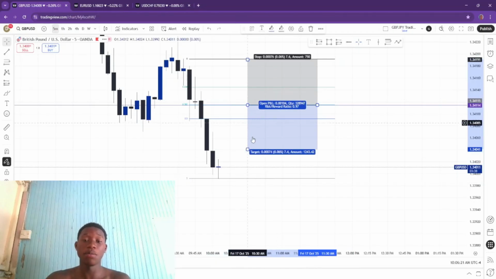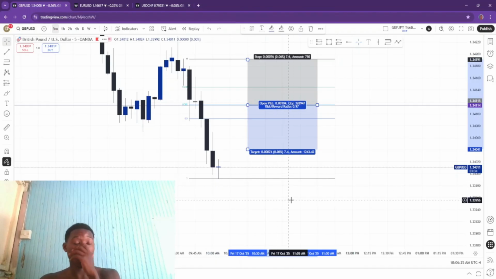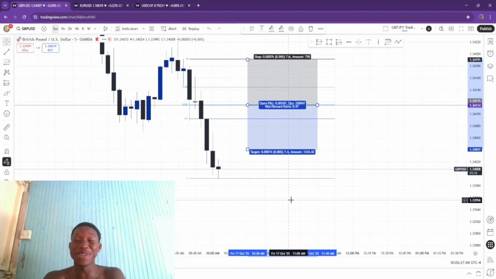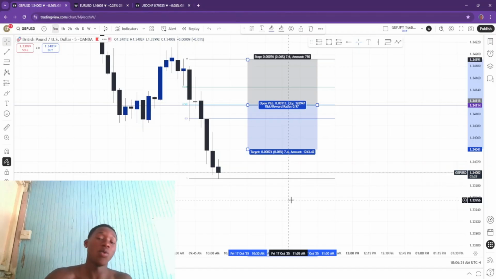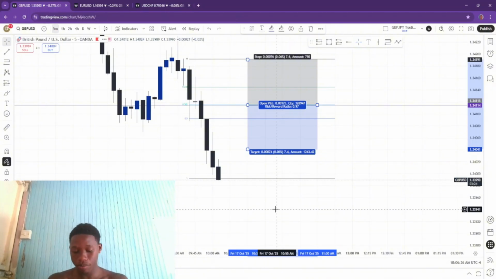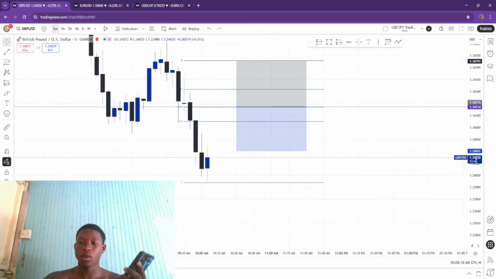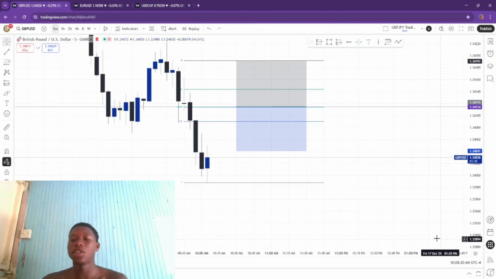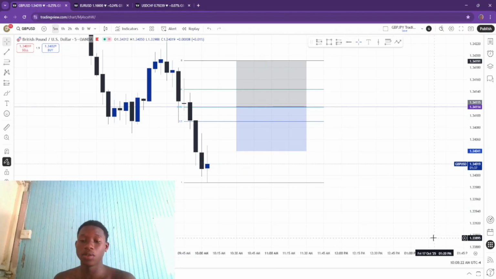We're going to have two TPs, one at 1 to 1 and another at 1 to 2 reward. So yeah, that's what we're doing right now. Just now that candle is closing, we literally have 1 minute for that candle to close.